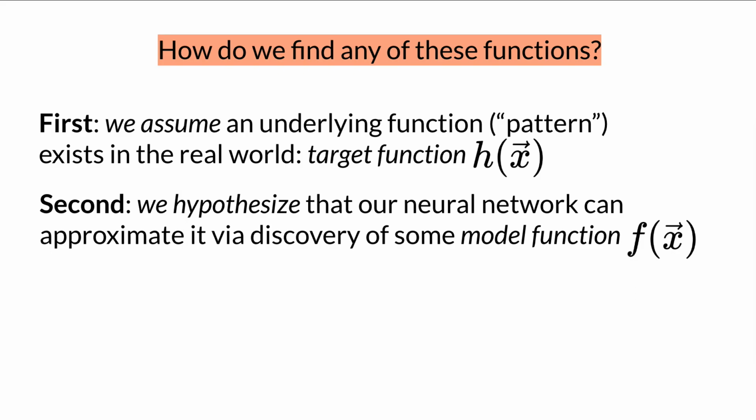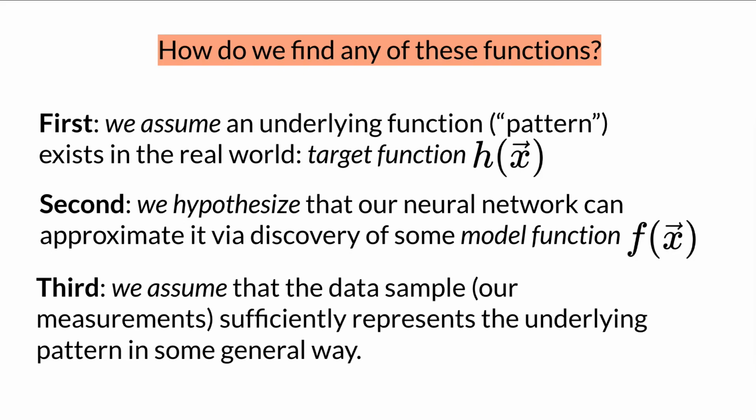Without knowing what h of x is, it's going to be driven solely by data. And there's a whole bunch of theory as to why a neural network is capable of modeling functions, and we're not going to go into that. We're just going to assume that they can, and we're going to look at how. Thirdly, we assume that the data sample we're given, our measurements, say of the website visits or the smart city data, is indeed sufficiently representative of the underlying pattern in some general way.